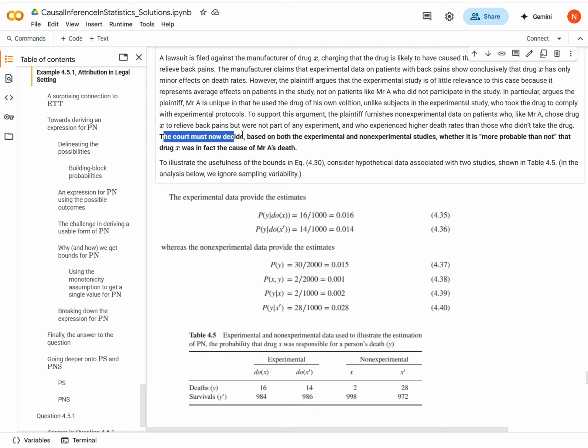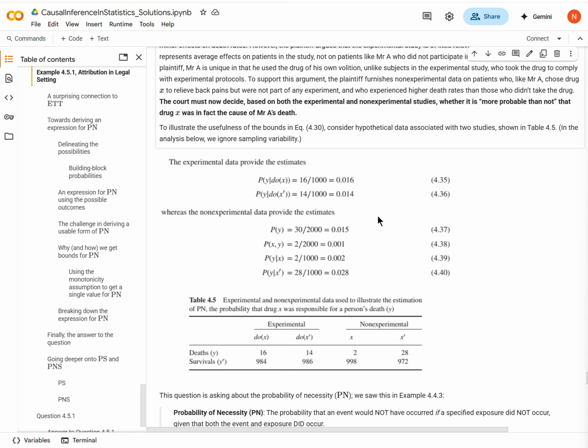Now the court must decide, based on both experimental and non-experimental studies, whether it is more probable than not that drug X was in fact the cause of Mr. A's death. To illustrate the usefulness of the bounds in equation 4.30, consider the hypothetical data associated with the two studies shown in table 4.5, which we have right here. We will come to equation 4.30, but this is on page 117 in your book, and it's basically just setting the upper and lower bounds of the probability of necessity, and we'll get there.